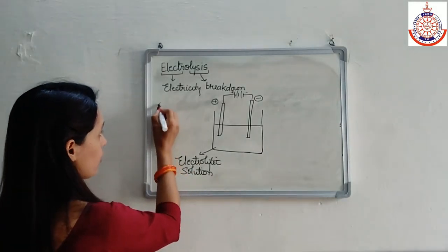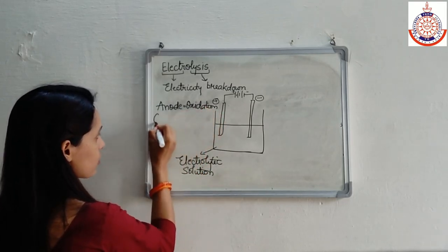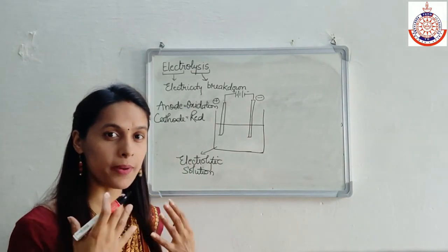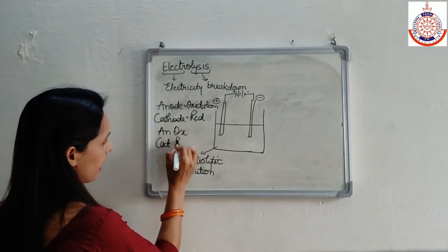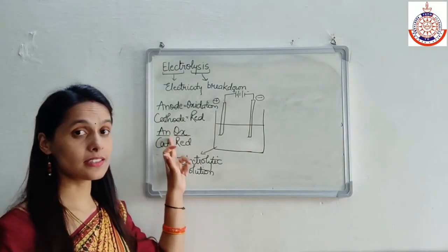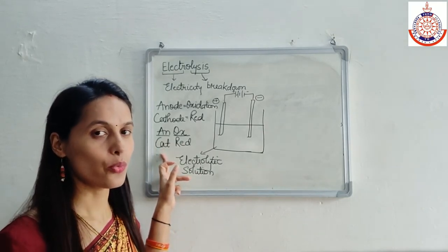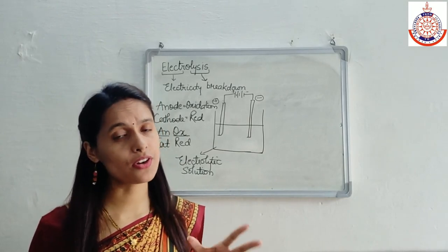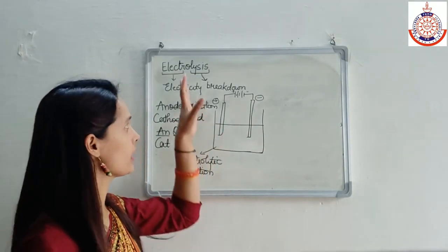So anode means oxidation, and cathode means reduction. Here you can remember this as "an ox, red cat." If there is oxidation, the electrode is considered the anode, and if there is reduction, the electrode is considered the cathode, irrespective of the sign, whether it carries positive or negative charge. If oxidation is there, surely it is the anode, and if reduction is there, surely it is the cathode. So this is the apparatus which we use for electrolysis.